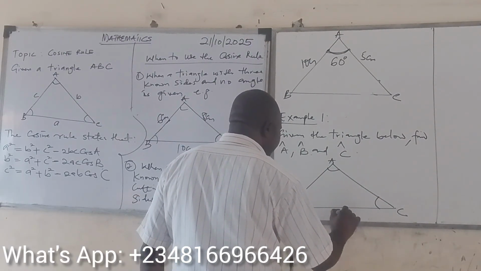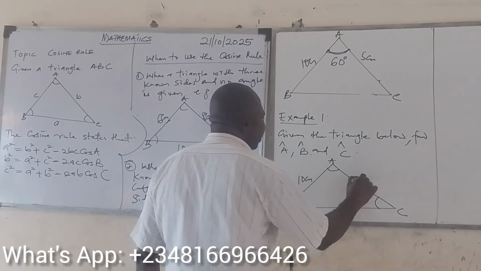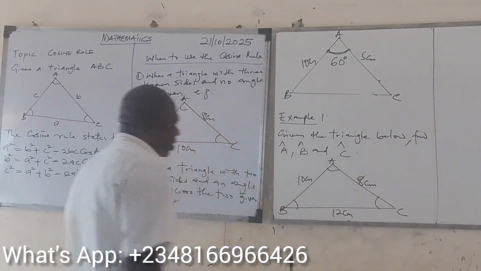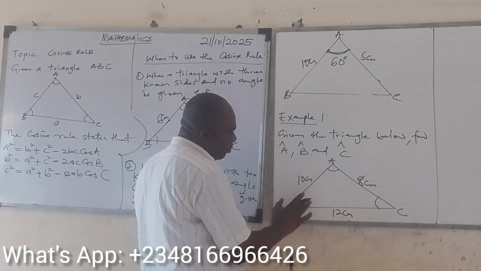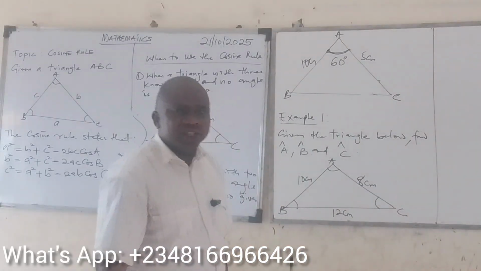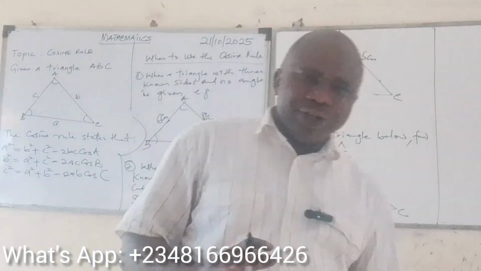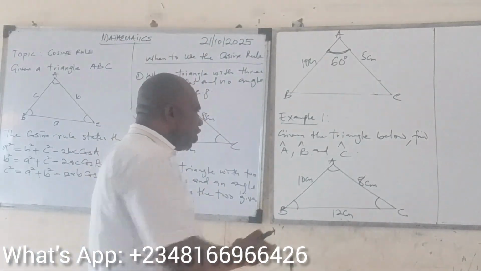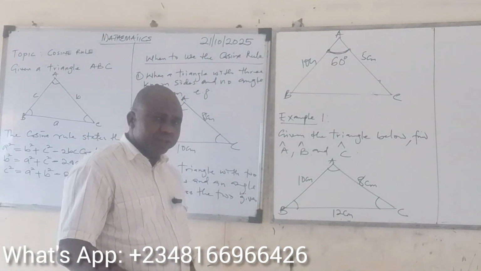And here they give us 12 centimeters. Here they give us 10 centimeters. And here we have 8 centimeters. Now, we're asked to get the value of big A, big B, and of course big C. So this is the case of having a triangle with 3 known sides and no included angle. They gave us the 3 sides, but they didn't give us any of the angles. So here you can use the cosine rule.